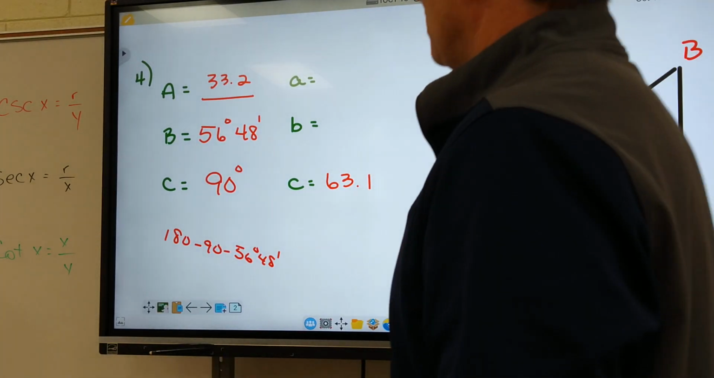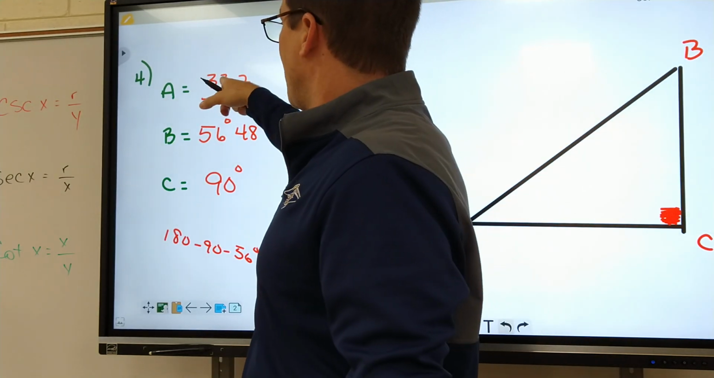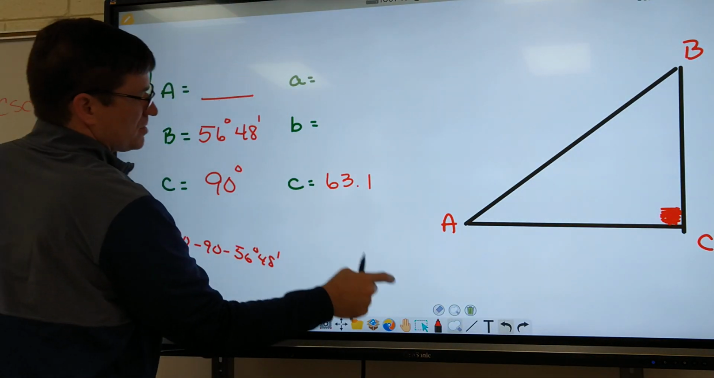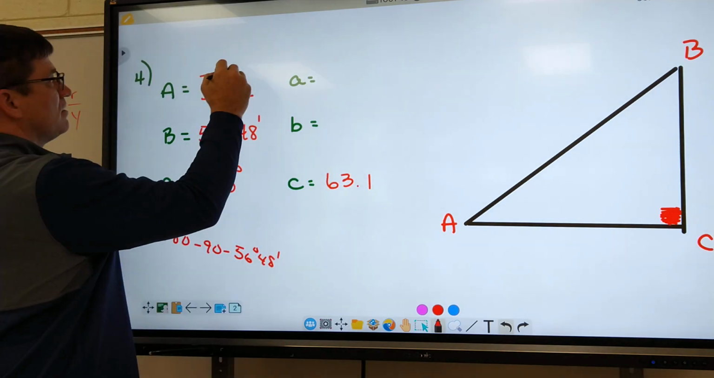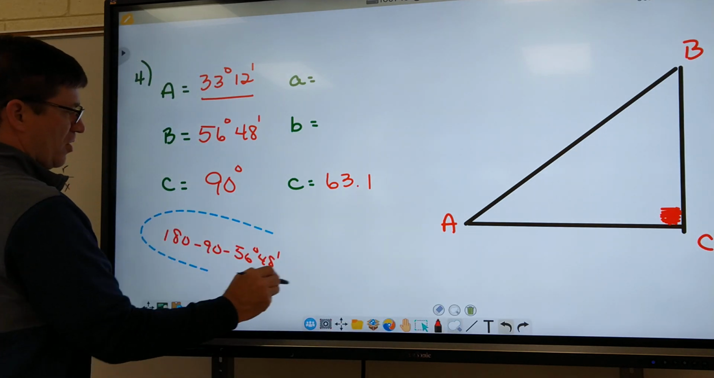Left column, Ada, in degrees and minutes. I want all the numbers in degrees and minutes, so change that to degrees and minutes for me. See what y'all get. It's going to be 33 degrees. How many minutes? 12 minutes. We good? That's just typing stuff in your calculator. That's the easy part, Ada. Here's the part that's a little harder.